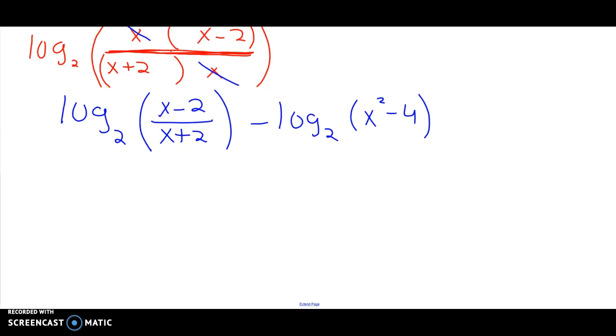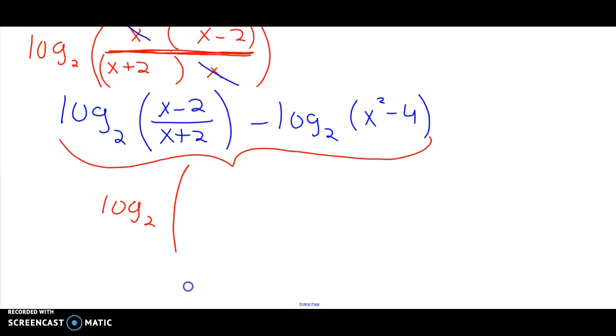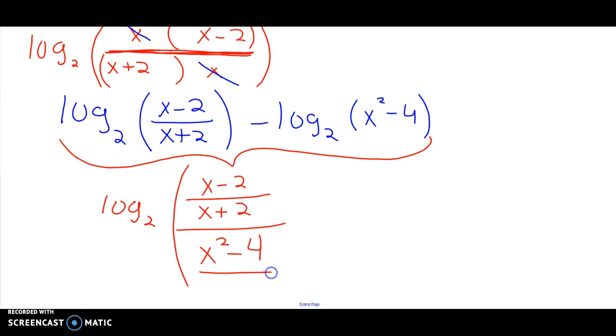Okay, now what does subtracting two logs tell me to do? Divide. So these are now going to be log base 2 of a real big parenthesis, the first thing divided by the second thing. And for the sake of seeing what we're about to do, I'm going to write this over 1.